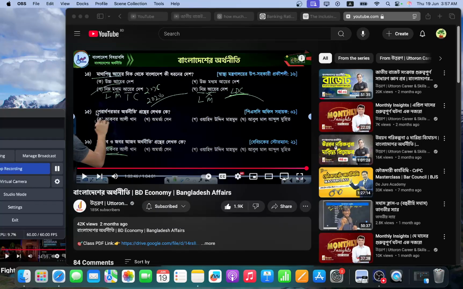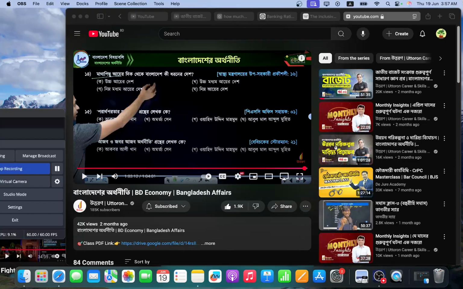Lastly, it talks about a particular book, পদার্থ পরতার অর্থনীতি, Akbar Ali Khan, and the other book আজব ও জবর আজব অর্থনৈতিক গ্রন্থের লেখককে, I think Akbar Ali Khan as well. He talks about books, it seems. Okay, with that we are done with this video as well. He only talked about 16 of the MCQs.